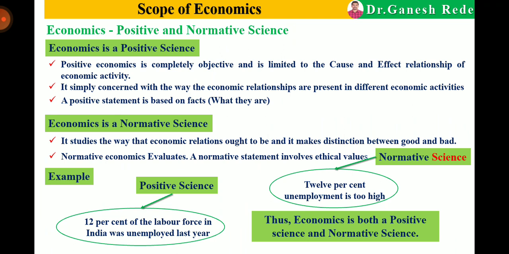As we know, if the price of any commodity increases, it will affect the quantity demanded. That is the cause. If quantity decreases, it is the effect of the rise in prices. That is the cause and effect relationship. It is simply concerned with the way economic relations are present in different economic activities. In every economic activity there is a cause and effect relationship.